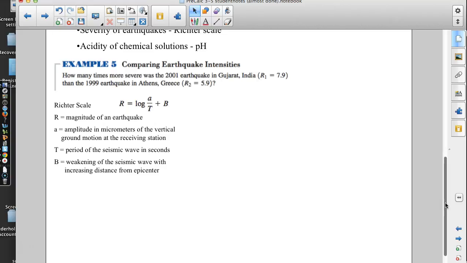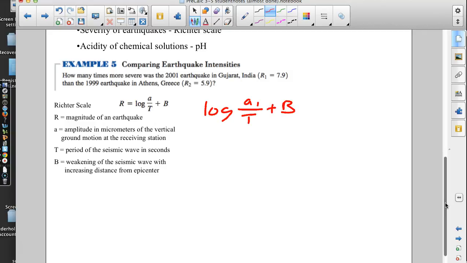What is it? So we want to know how many times more severe was the 2001 earthquake in India with the Richter scale of 7.9 than the 1999 earthquake in Athens, Greece, where the Richter scale was 5.9. We have this lovely little formula right here that gives us the Richter scale calculations that they do. So what I see is this. I see that the India one would have had the logarithm of A, which is some amplitude, and I don't know what it is, I'm just going to leave it A sub 1, over the period of the seismic wave, and I don't know that either, I'm going to make that T, the period of the seismic wave, plus some B, which was the weakening of the seismic wave with increasing distance from the epicenter.